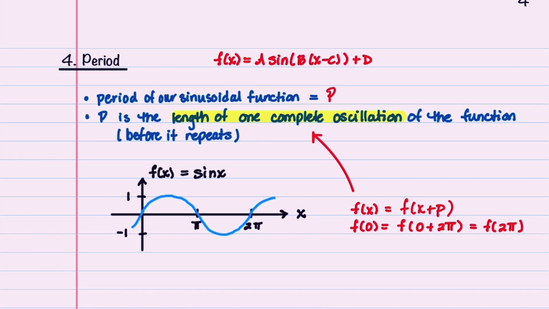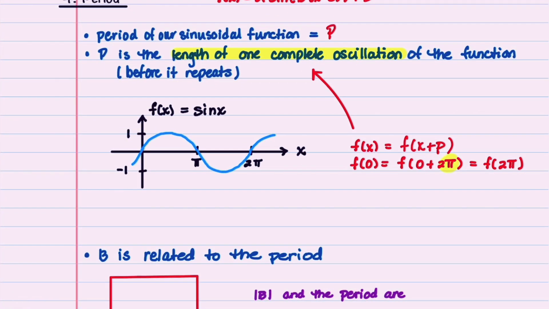We say that f of x is equal to f of x plus p, where p is our period. That gives us f of 0 is equal to f of 0 plus 2 pi, which is equal to f of 2 pi. Our period is 2 pi because that's how long it takes for one complete oscillation of the function before it repeats.